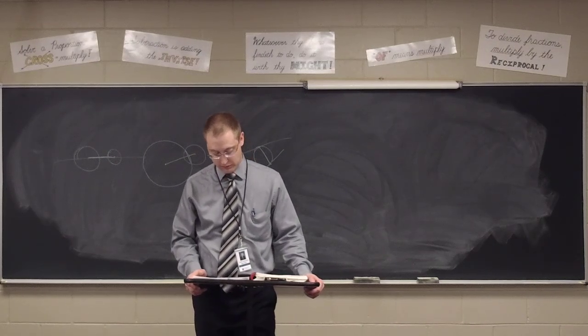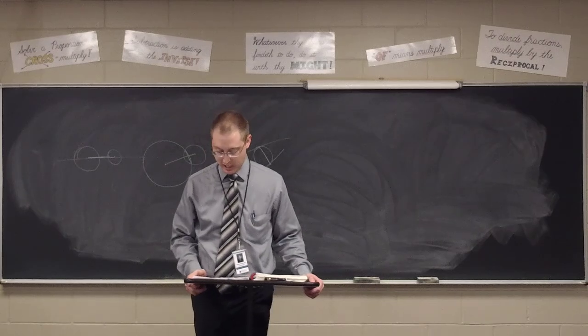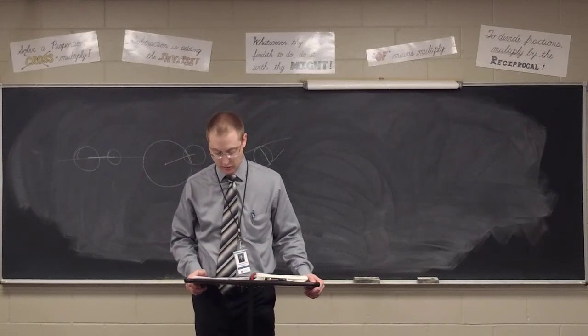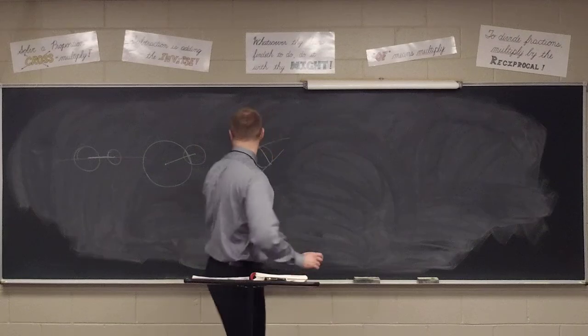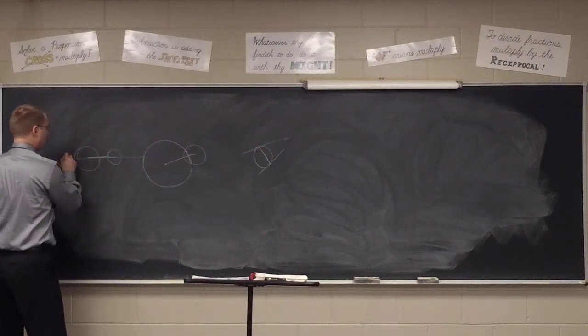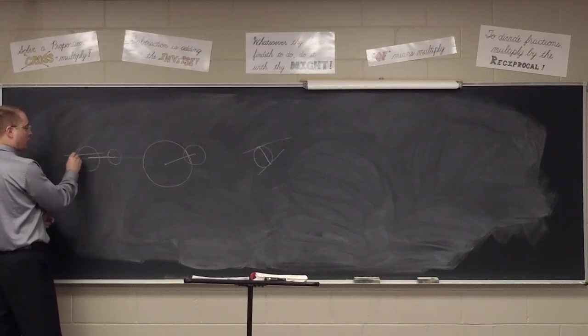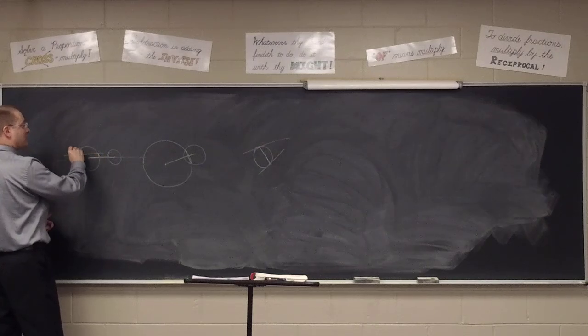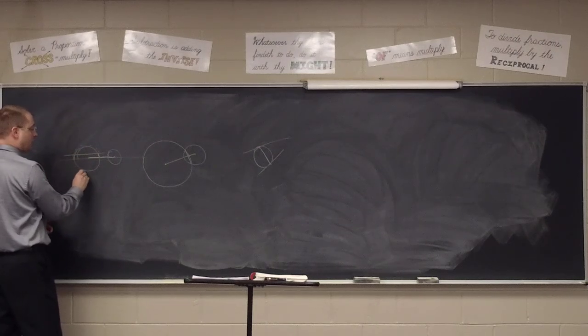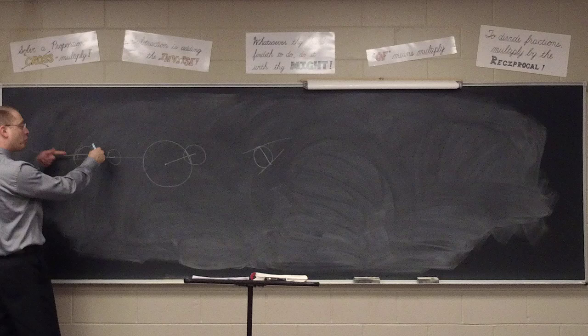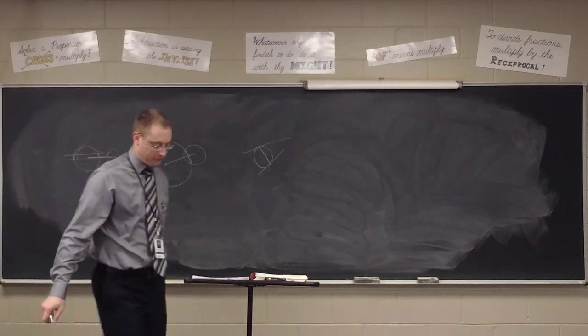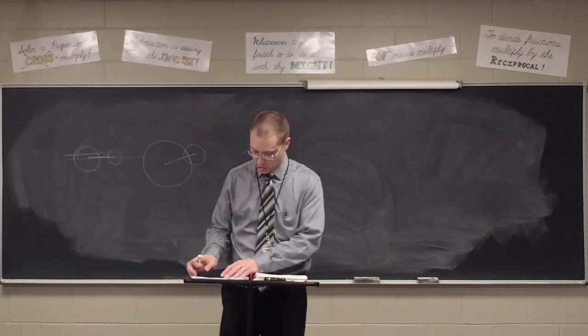Arcs of a circle intercepted between parallel lines are equal. Remember, that would be if you have a circle and you have parallel lines, these arcs intercepted between them. Now this is technically an intercepted arc, but the arcs in between the lines would have to be equal to each other.